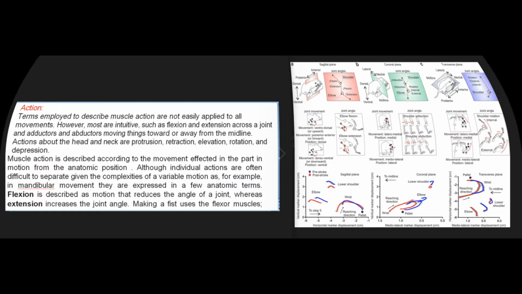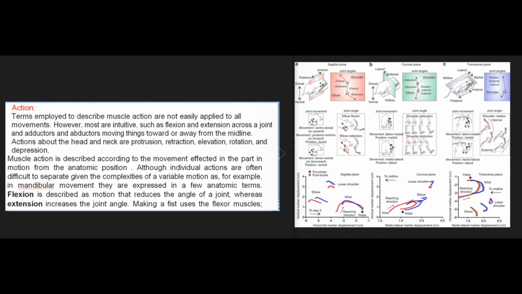Action: terms employed to describe muscle action are not easily applied to all movements. However, most are intuitive, such as flexion and extension across a joint and adductors and abductors moving things toward or away from the midline. Actions about the head and neck are protrusion, retraction, elevation, rotation, and depression. Muscle action is described according to the movement effected in the part in motion from the anatomic position. Although individual actions are often difficult to separate given the complexities of a variable motion as, for example, in mandibular movement, they are expressed in a few anatomic terms.